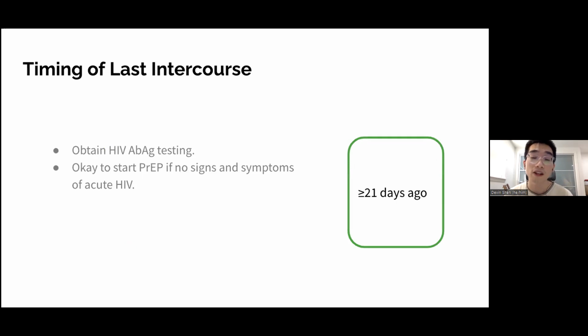And lastly, if their last condomless intercourse was greater than 21 days ago, you can just get the antigen antibody testing and start PrEP if there's no signs and symptoms of HIV. The question is, what if there is signs and symptoms of acute HIV? So you would get the viral load and the antigen antibody testing, and then we'll talk in a later slide about what to do if the results become positive.